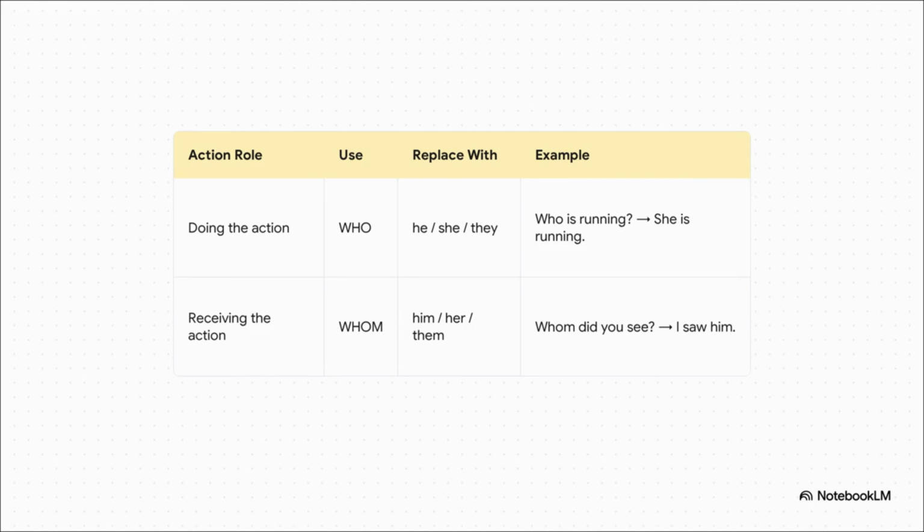And here it is. This is the one slide to screenshot. It all comes down to the action. Is the person doing the action? Use who. Think he or she. Are they receiving the action? Use whom. Think him or her. That's it. That's the whole secret.